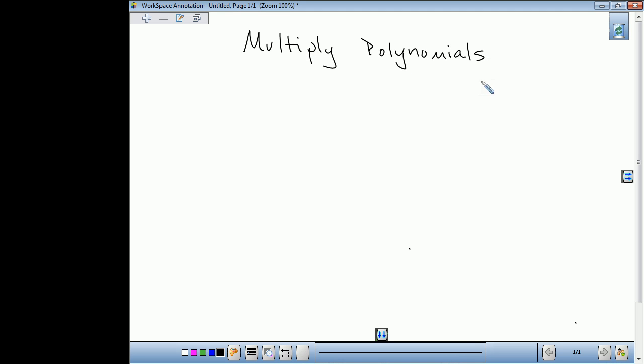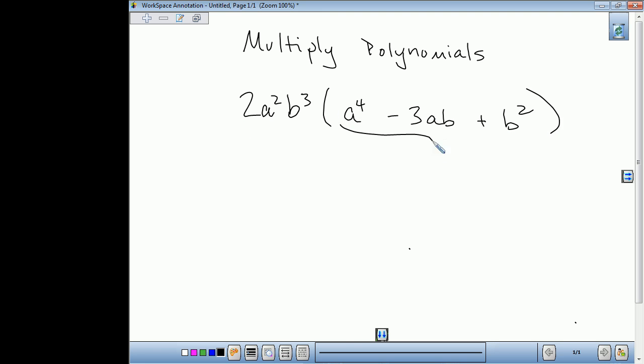The other day we did a monomial through a polynomial. Let's review. Let's say I had 2a squared b to the third times a to the fourth minus 3ab plus b squared. Okay, so this kind we have already done, a monomial through a polynomial. How would I classify this one? As a trinomial. Very good.